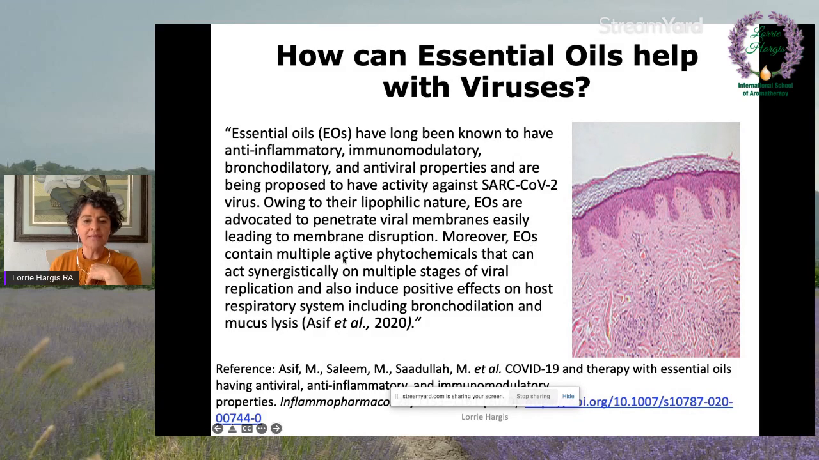Moreover, essential oils contain multiple active phytochemicals. We're looking at the chemistry of essential oils and the families. As we know, essential oils contain many different chemical constituents from different families, but looking at the chemical families gives us a way to focus in. So what it's saying is that they act synergistically on the multiple stages of viral replication and also induce positive effects on the host respiratory system, including bronchodilation and mucus clearance. This is a great question, and keep them coming. Thank you guys so much for all these questions.